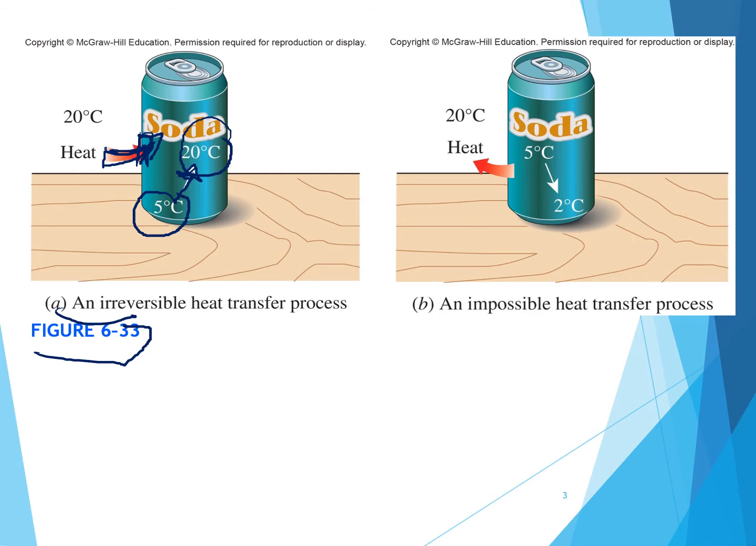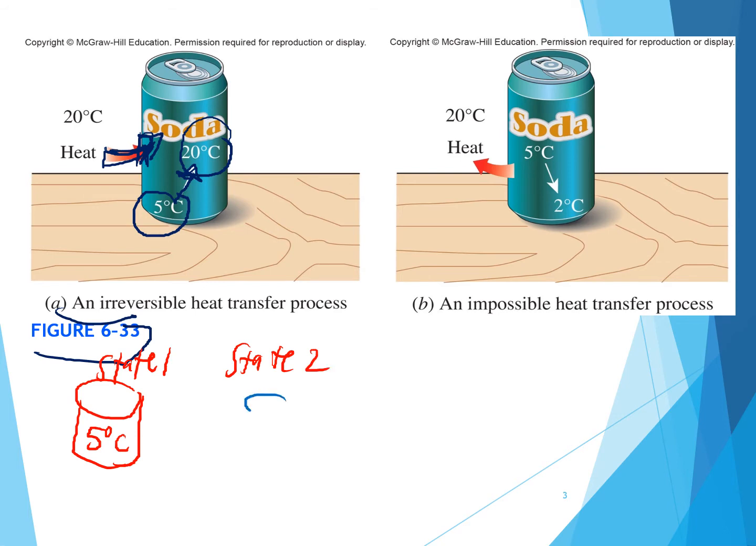Now, can this process be reversed? The only way this process can be reversed and the soda restored to its original temperature is to provide refrigeration, which requires some work input. So let's draw the process first. Initially, you have cold soda, state 1, with a temperature of 5 degrees C. And then what happened in state 2?